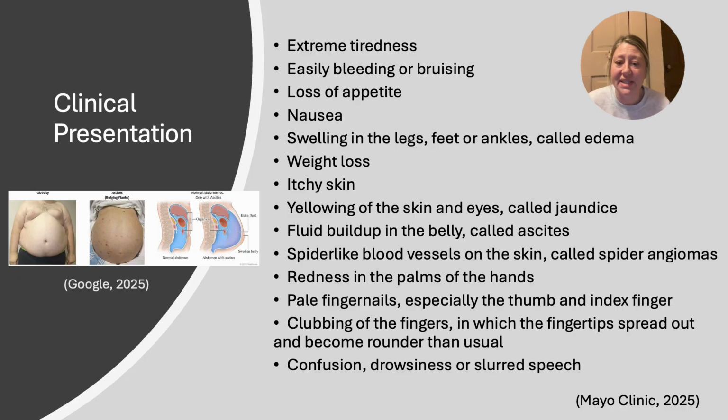Spider-like blood vessels on the skin called spider angiomas, redness in the palms of the hands, pale fingernails, especially in the thumb and index, clubbing of the fingers, and then confusion, drowsiness, or slurred speech. That is further down the line in cirrhosis, all that buildup that we talked about in the patho. That's what leads to the confusion, the drowsiness, or the slurred speech.